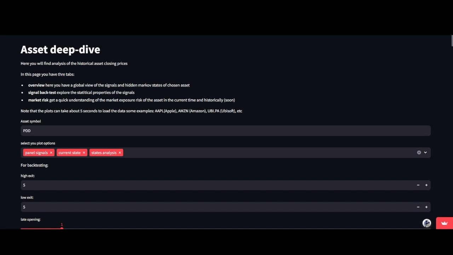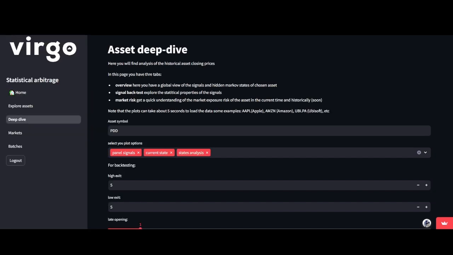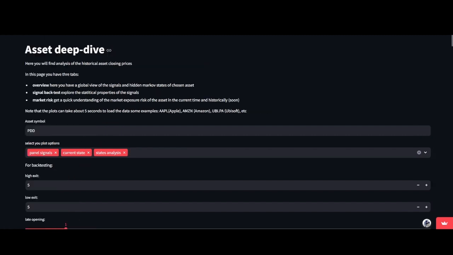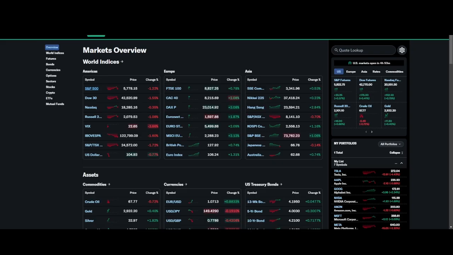Then I have Virgo. With Virgo, I use the tab deep dive, where I will use a couple of machine learning models to analyze my stock. And finally, I have Yahoo Finance. Maybe you already know this tool or website.